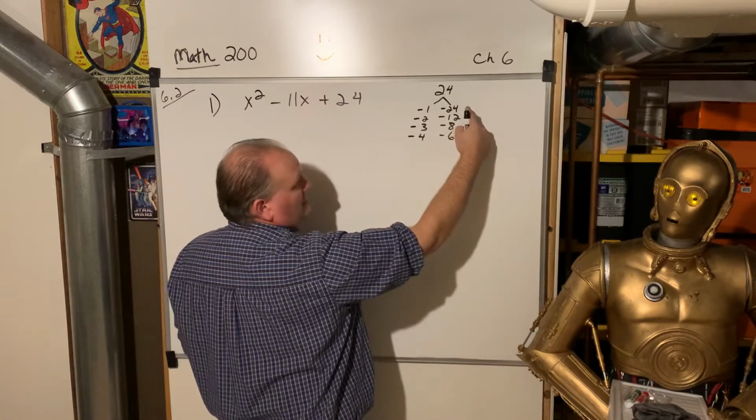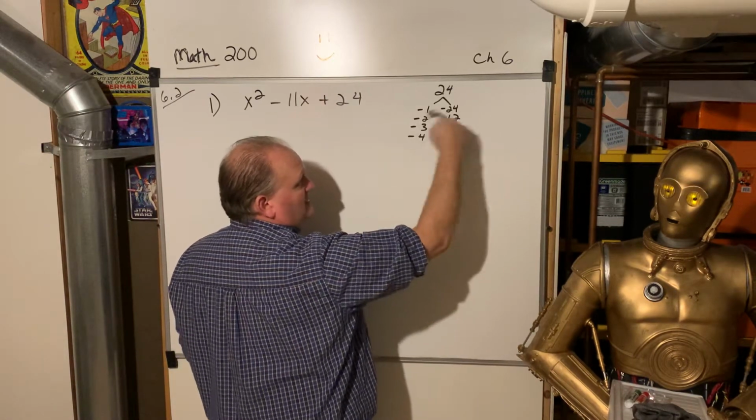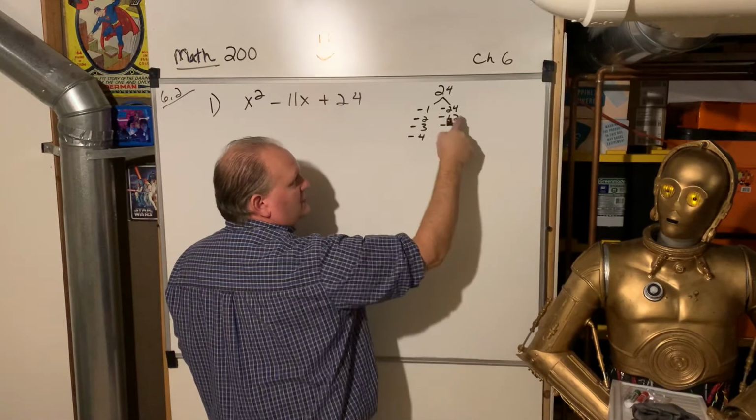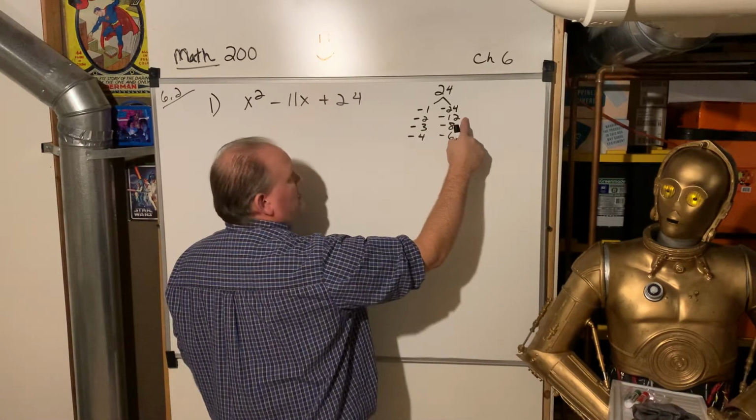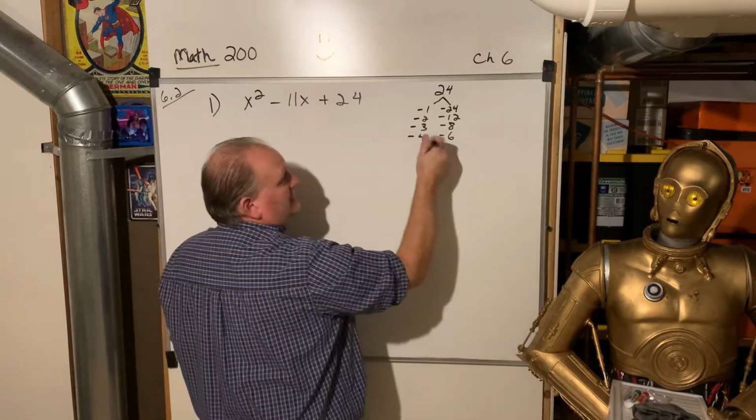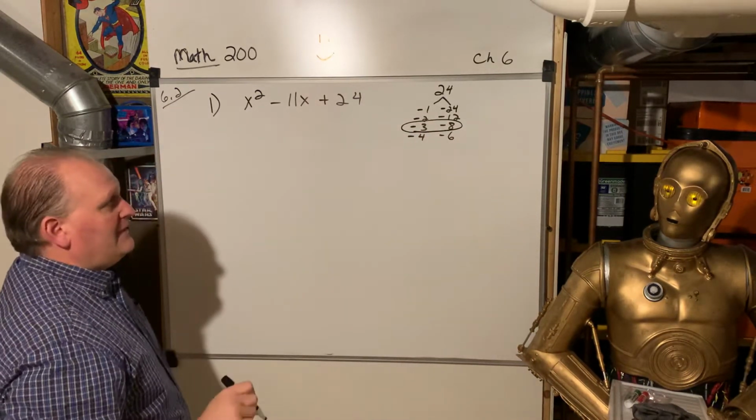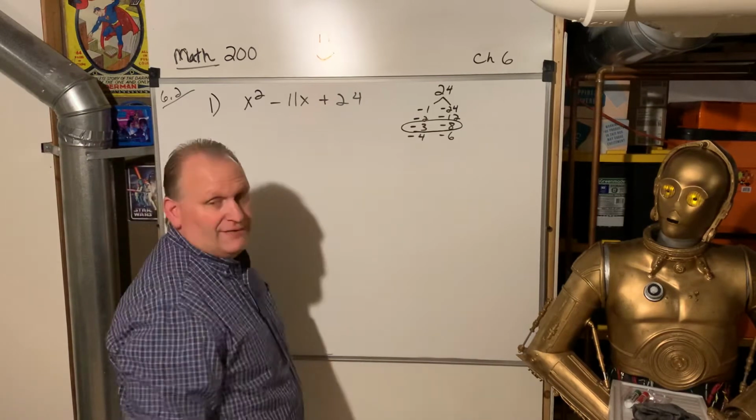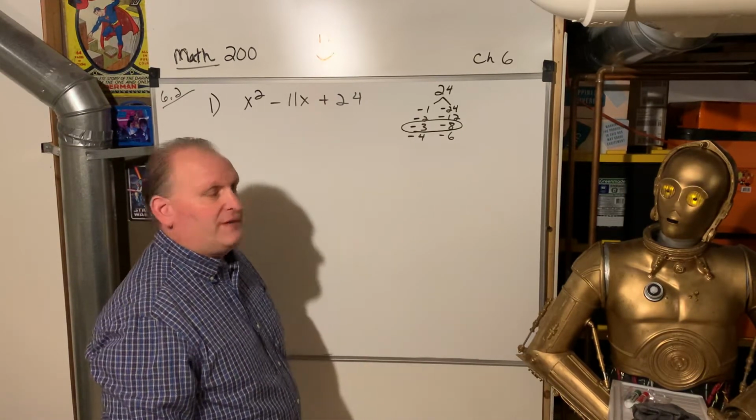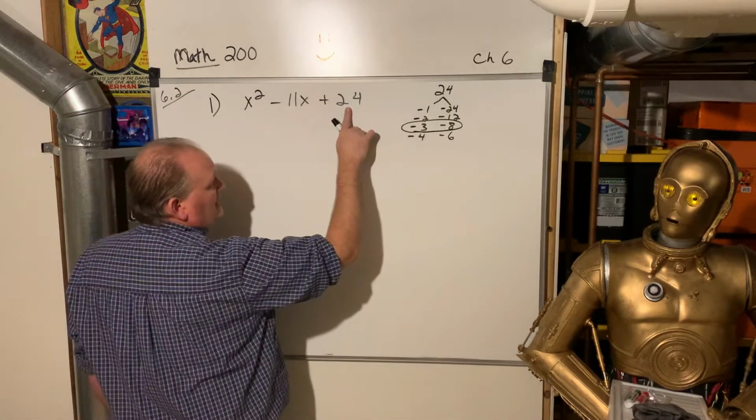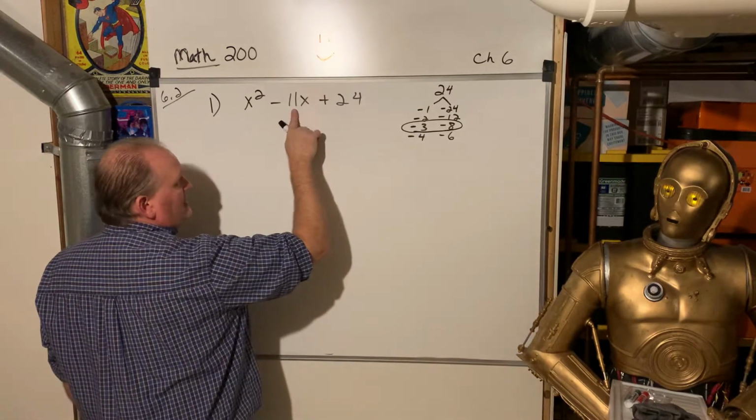Now this one is out because it adds up to negative 25, so that's not a suspect anymore. This one is out because that adds up to negative 14. We need it to be negative 11. This one did it. Negative 3 and negative 8, when you add those together, you get negative 11, and when you multiply them, you get positive 24. So it fits the bill. It multiplies to be this number and adds to be that number.